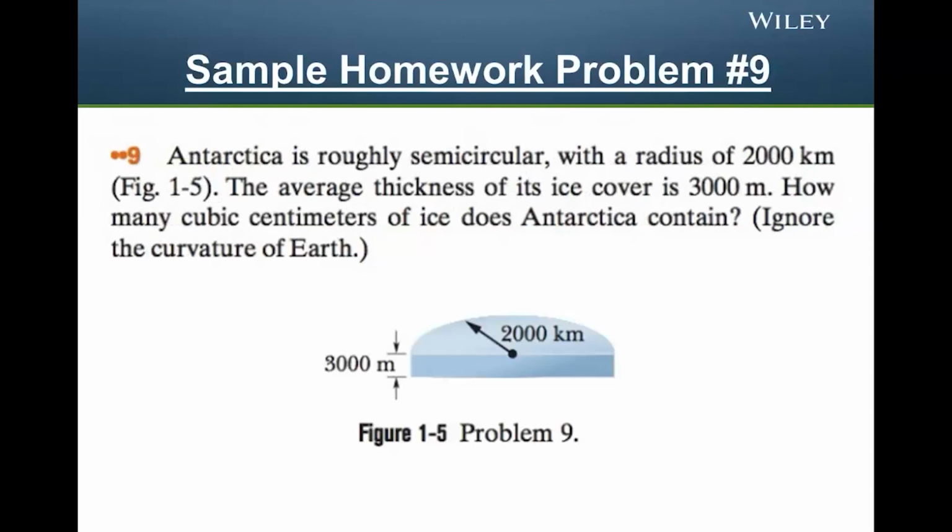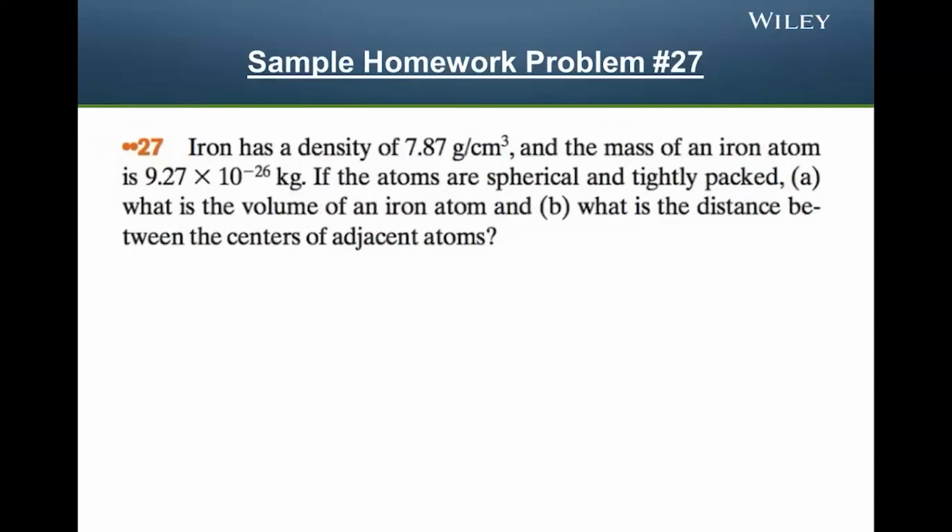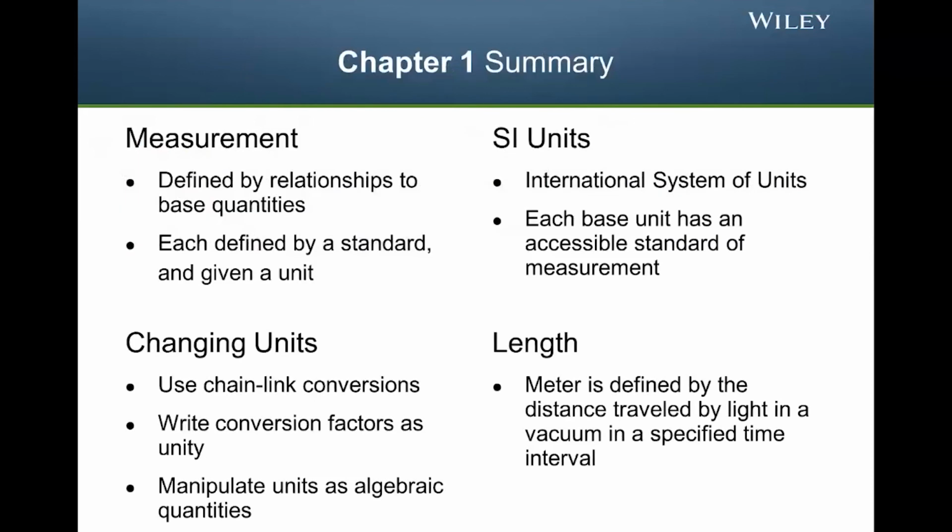Same deal here. Antarctica is roughly a semicircle. So basically, you don't need any of the first part. All you can say is we're going to do something with a semicircle, right? Doesn't matter that it's ice or whatever. But again, I'll do this problem. We'll go over it. And then same thing here. It's just iron has this density, and talking about the atoms of it, I'll go over this problem too. So that's pretty much it.